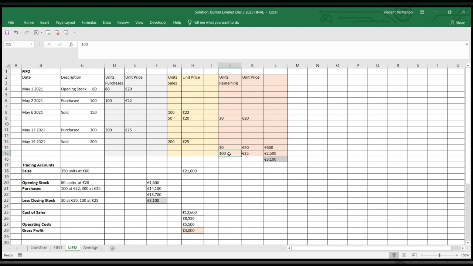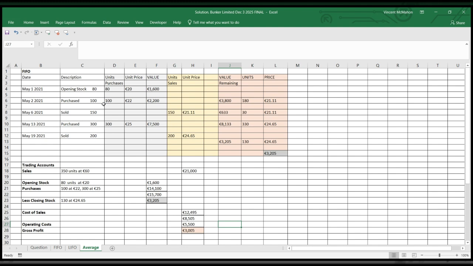Just to say that again, last in, first out, which means that we're selling the most recent stuff. So the older stuff stays in the warehouse, or we hold on to it all the time. Which means that of the 80 we had at the start, we still have 30 here. And of the 300 we purchased, we sold 200, so we still have 100 left. Look at the valuation of that, it comes to 3100. We'll push on, we'll have a look at the average method.